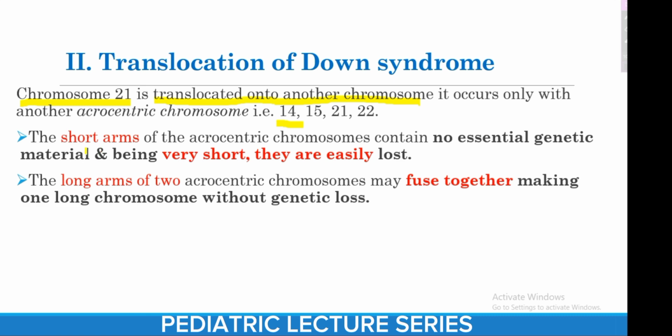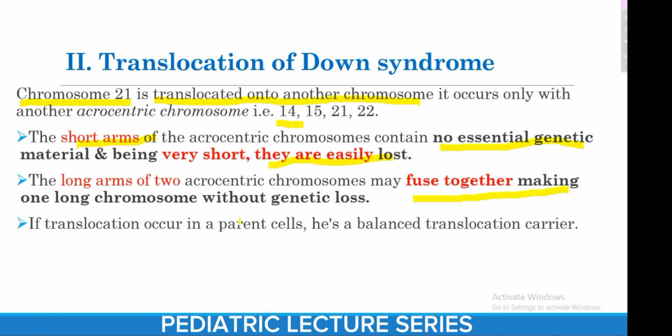The short arms of these chromosomes are very short and have no essential genetic material, so they are easily lost. Then the long arms of the two chromosomes fuse together, making one long chromosome without any genetic loss. In this case, if translocation occurs in the parent cell, the parent is a balanced translocation carrier. Therefore, this cell has already acquired an extra bulk of chromosome 21.